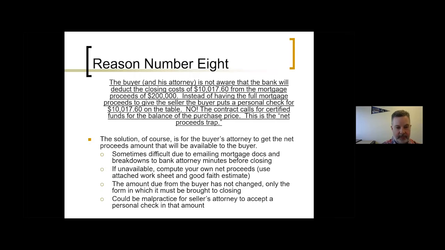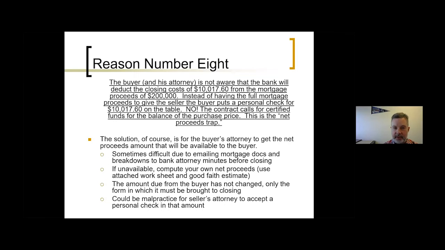Okay. Reason number 8, closings get adjourned. The buyer and his attorney are not aware that the bank will deduct the closing costs from the mortgage proceeds. So instead of having the full mortgage proceeds to give the seller, the buyer puts a personal check on the table for $10,000 and change. That's not going to work. As you know, the contract of sale calls for certified funds for the balance of the purchase price. Unfortunately, this is the net proceeds trap. The solution to this, of course, is for the buyer's attorney to get the net proceeds ahead of time.